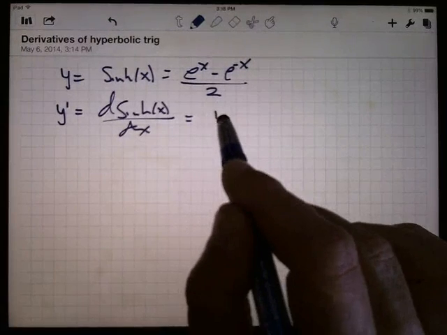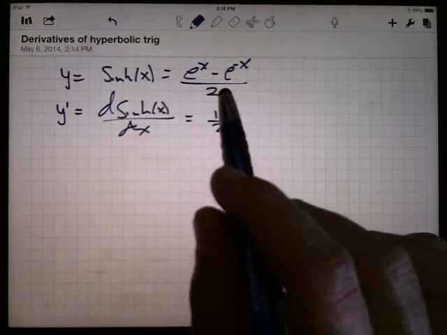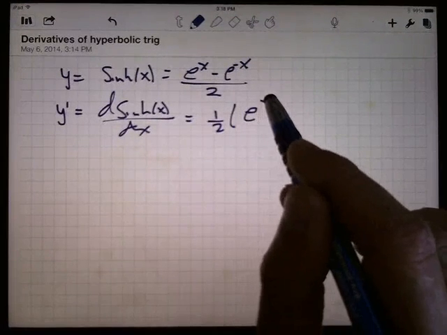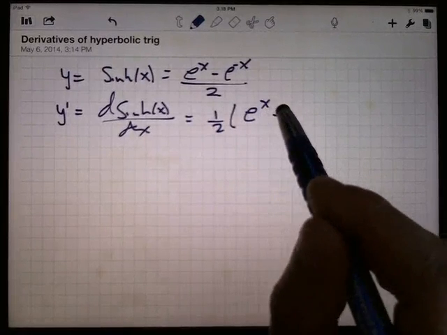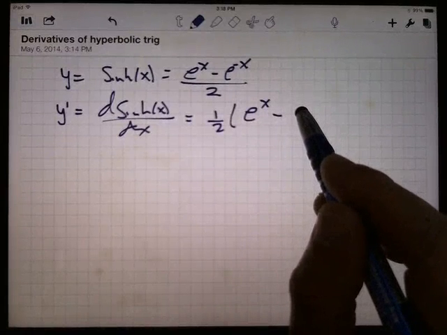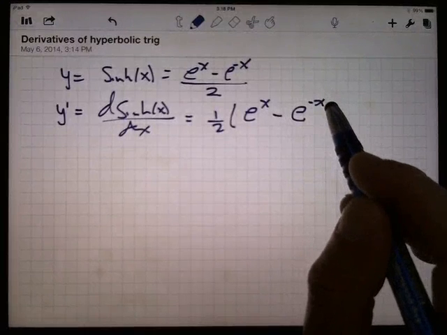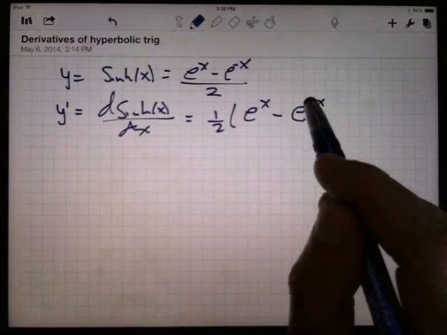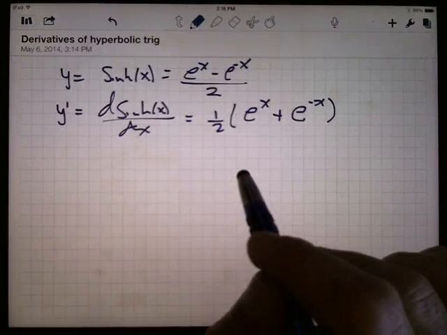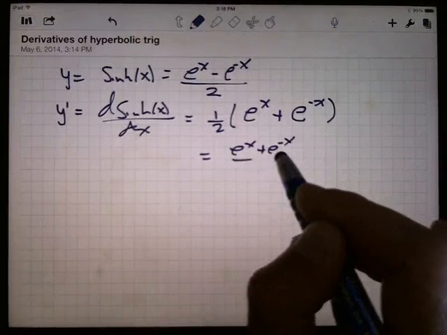Well, the times a half comes along for the ride here, right? Because it's just a constant times the function. And then I have the derivative of this difference, so I need the derivative of the first part. The derivative of e to the x is e to the x, and then minus the derivative of e to the minus x. Well, the derivative of e to the minus x, that's an e to the u, so it's an e to the u still. Don't change the exponent, but then multiply by the derivative of that exponent. So then I multiply by negative 1, which makes that a plus 1. And look at that. e to the x plus e to the minus x over 2.